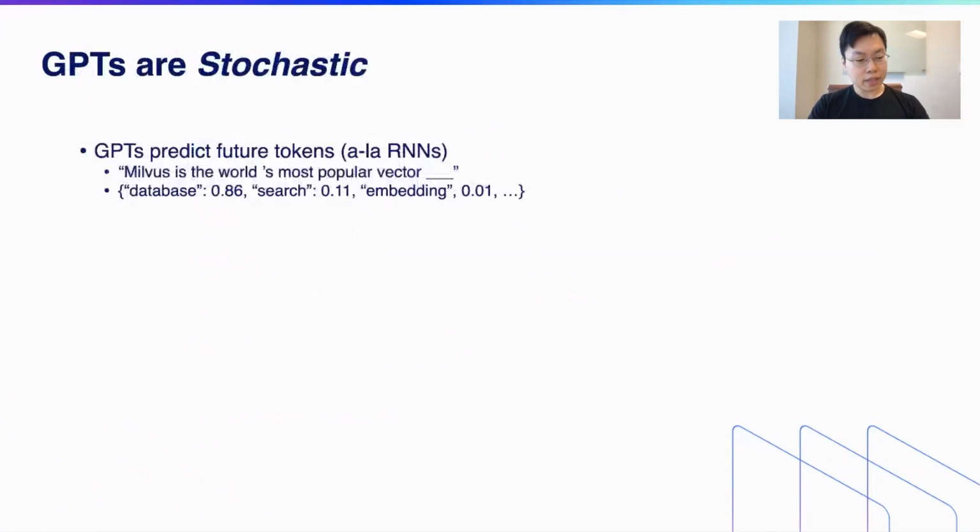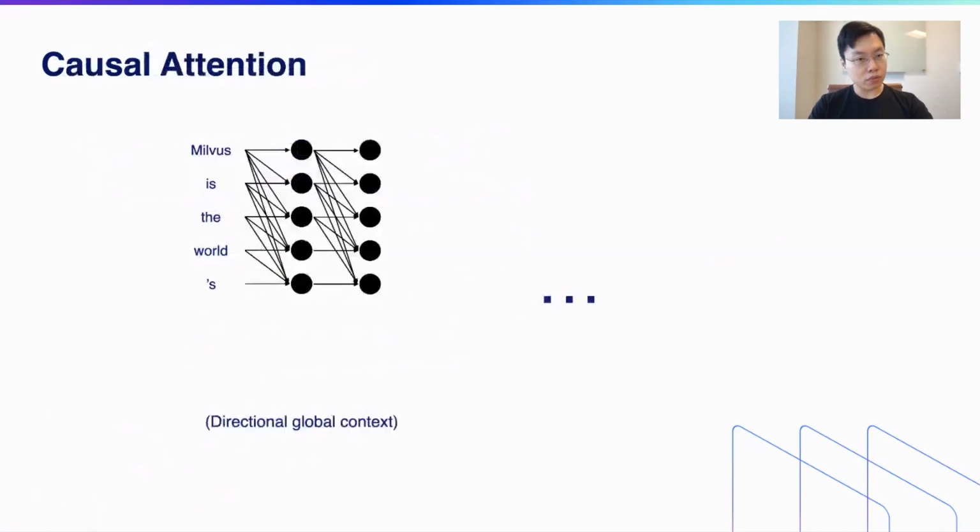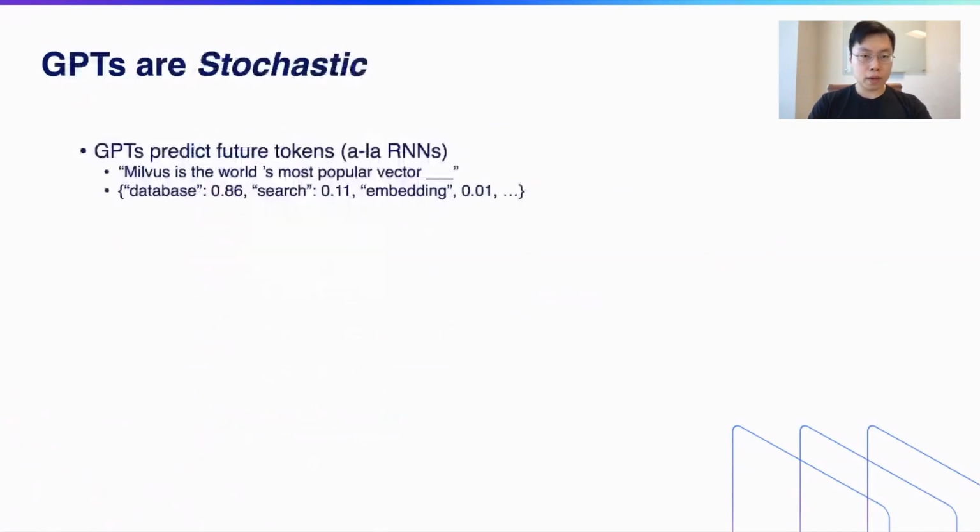And a key takeaway from all of this is that a lot of these generative models are stochastic. They're probabilistic. They're used to predict future tokens. Now, if we go here, for example, we use "Milvus is the world's" to predict what might come after that, right? In this particular example, Milvus is the world's most popular vector database. It could also be a vector search engine, vector embedding engine. These are some of the potential tokens that could be used to fill in this sentence that you see here, right?